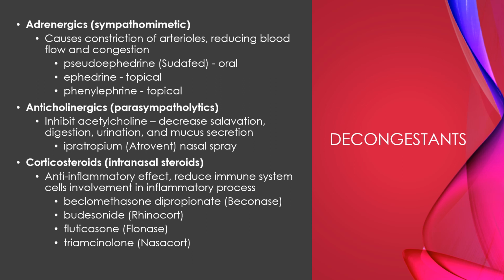So these are the 3 subclasses of decongestants, okay? So just familiarize yourself with these decongestants. So basically, I just told you, if you're congested, you can use 3 different types, 3 different classes of drugs to open you up. Adrenergics, which reduce the blood flow and congestion. Anticholinergics, which will dry up the secretions. And corticosteroids, which can reduce inflammation that may be causing the congestion. Make sense? All right.